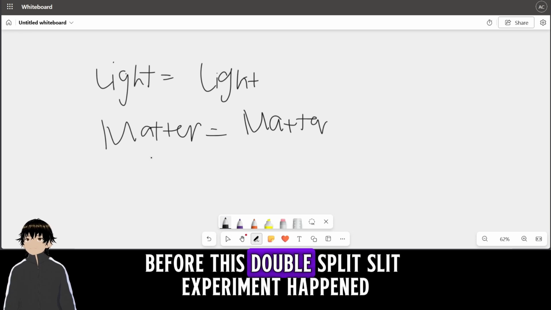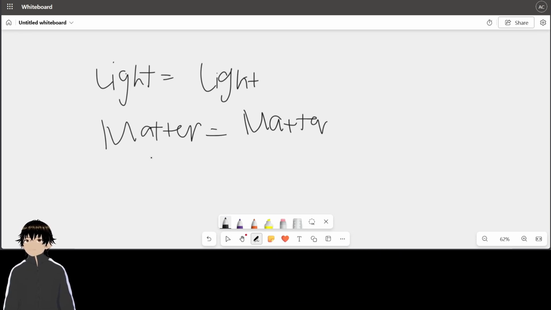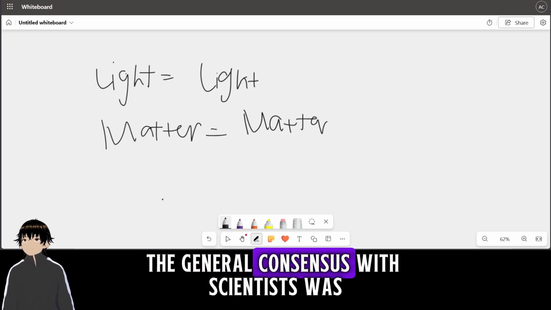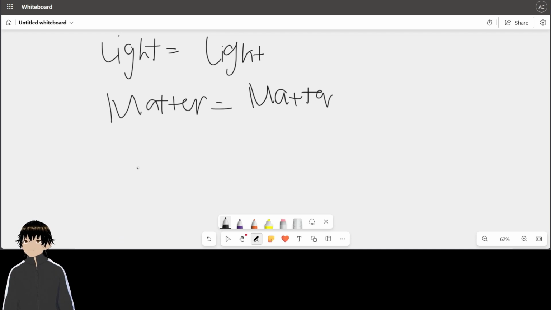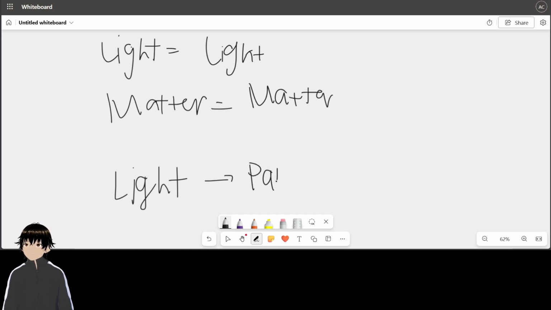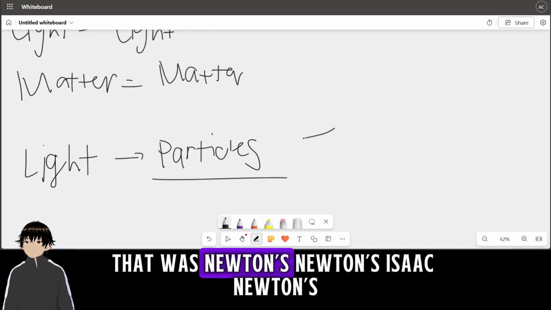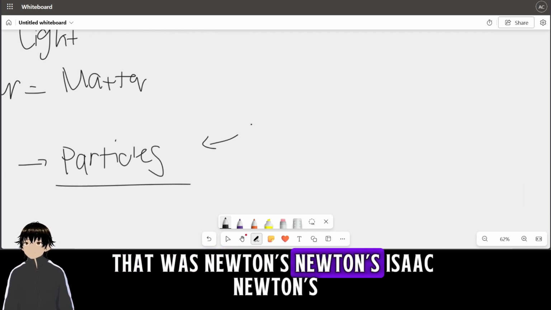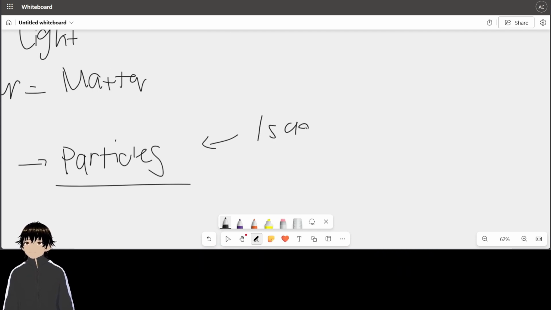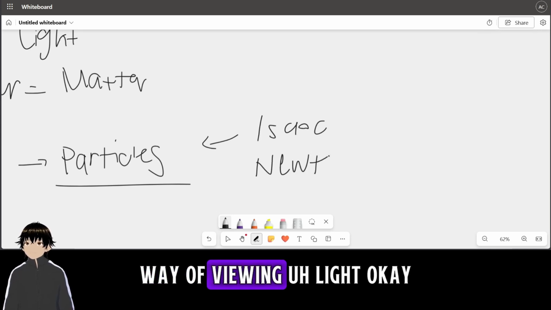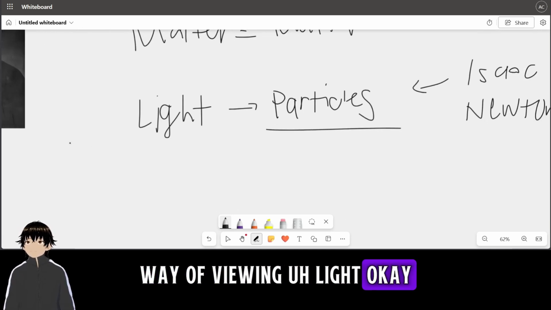Before this double slit experiment happened, the general consensus among scientists was that light is just made of particles. That was Isaac Newton's way of viewing light.